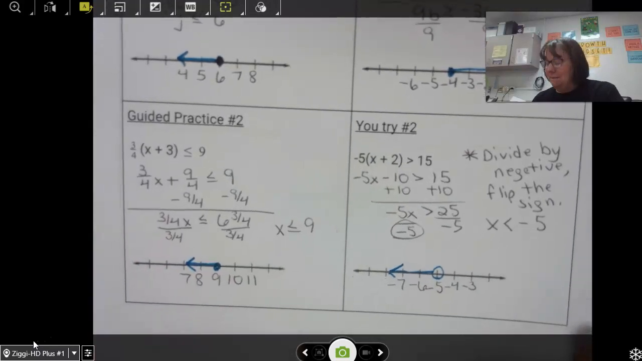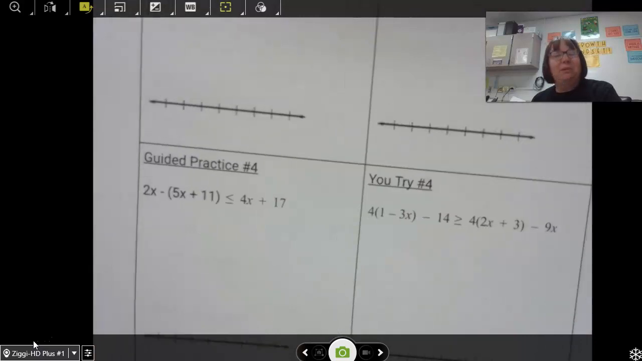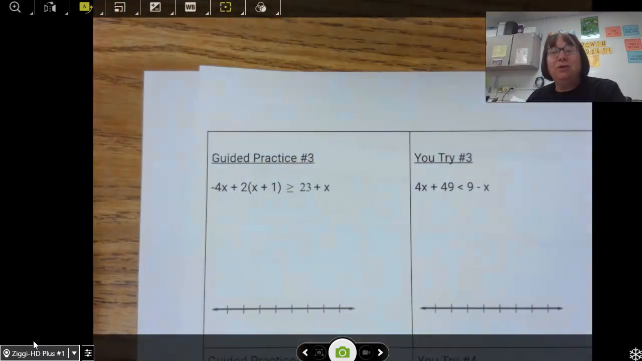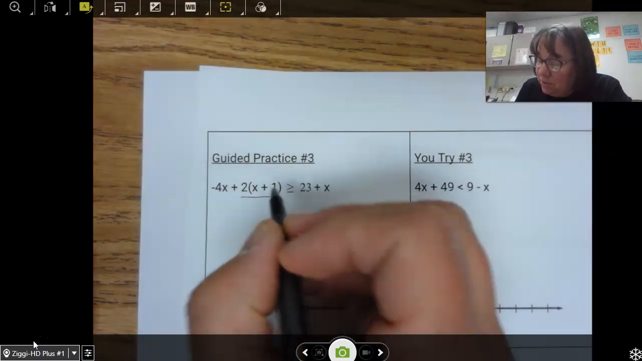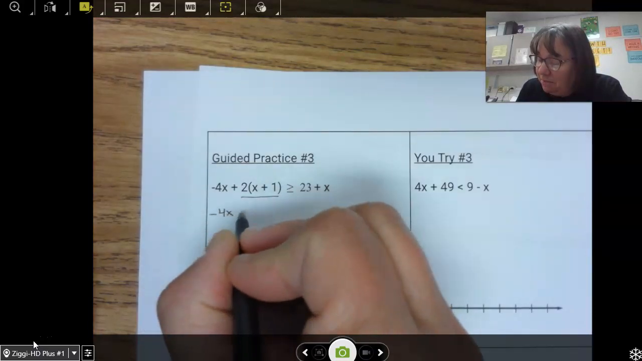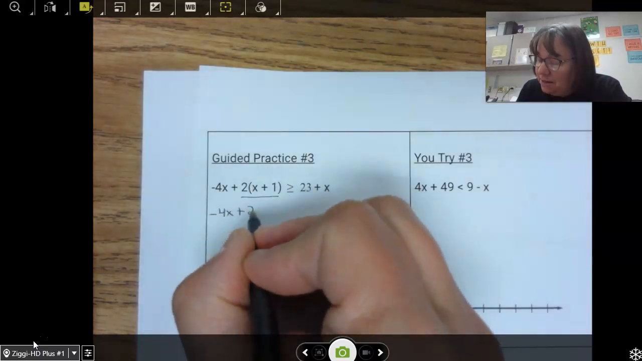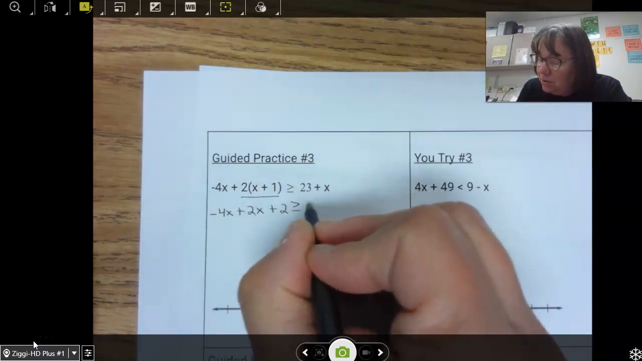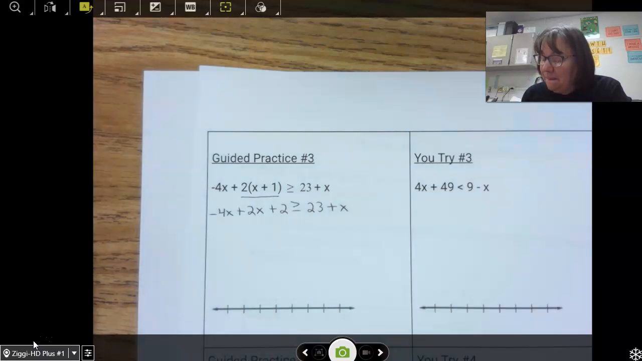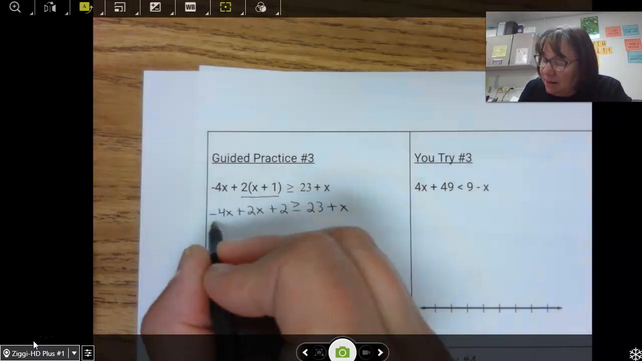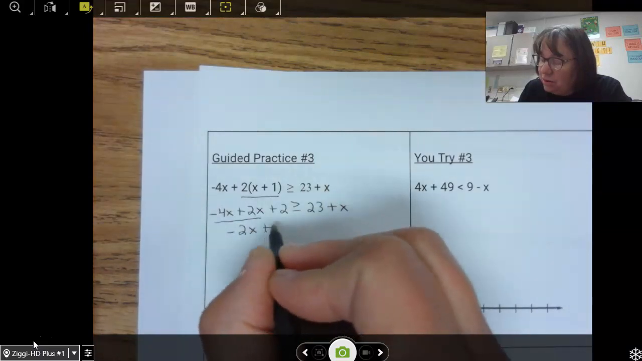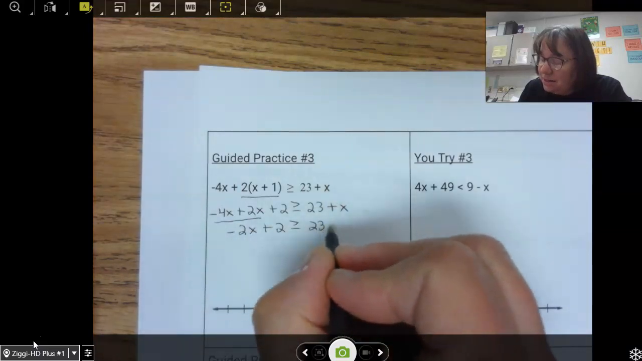Okay, going on to our third problem. This has a little bit of both distributive and combining like terms, so let's go ahead and distribute first. So we have -4x plus 2 times x is 2x, 2 times 1 is 2, is greater than or equal to 23 plus x. Now I'm going to combine the like terms over here, and I have -2x plus 2 is greater than or equal to 23 plus x.